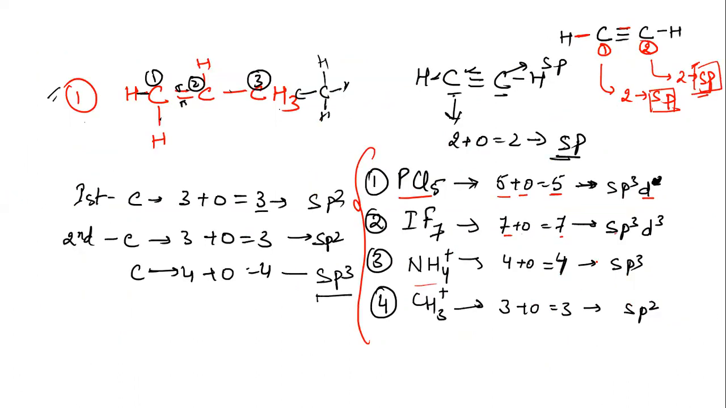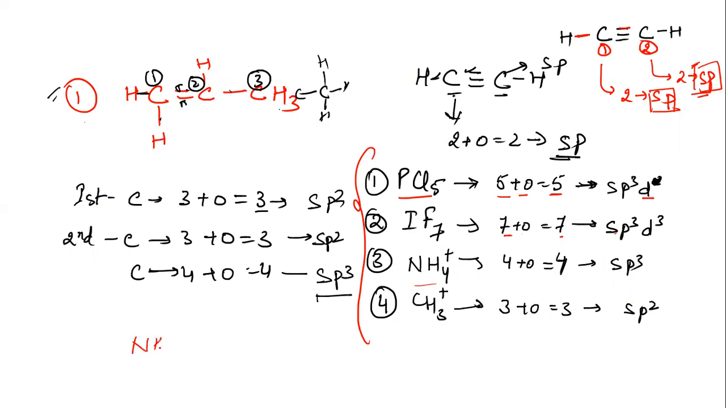Now, if there is a positive charge, then forget about it. No need to remember that, no need to do anything with this positive charge. NH4 positive, nitrogen: four hydrogens are there, there is no lone pair, so four are there. sp3.